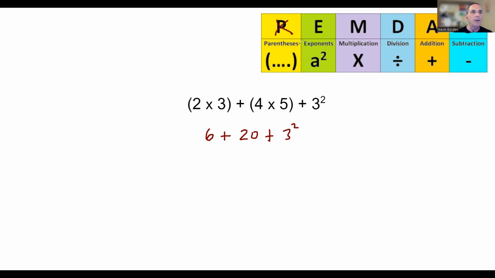We've eliminated all of our parentheses, but now we have an exponent. So let's do that. 3 to the second power, we did that in the last problem, is 9. So we have 6 plus 20 plus 9. We've eliminated exponents. We don't have any multiplication. We don't have any division. We just have addition left. So 6 plus 20 plus 9 is 35. And we are done.